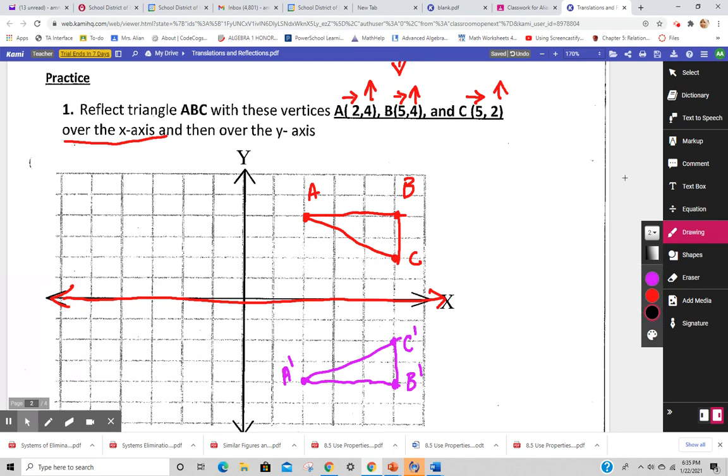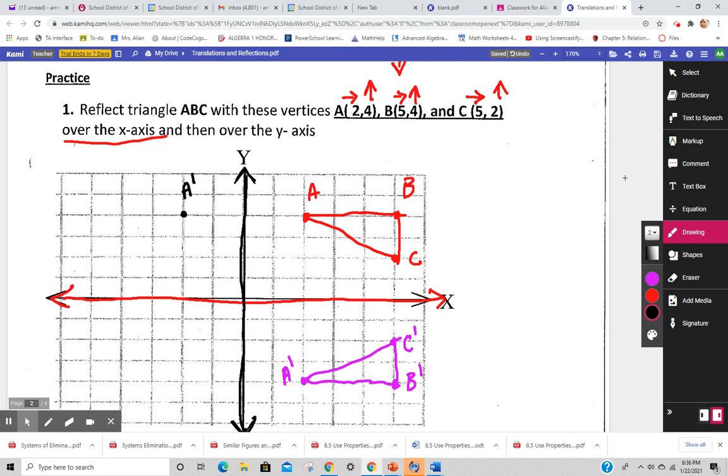Trying to use a different color. Let's go ahead and use the black, and just highlight that some more. This is the y-axis. We want to reflect over it, so it's going to appear right here. So you just measure how far A is away from the y-axis. 2 units away. You go over 2 units to the other side and plot A prime.